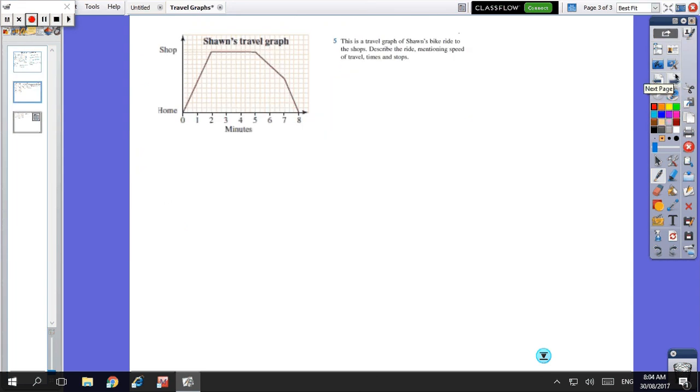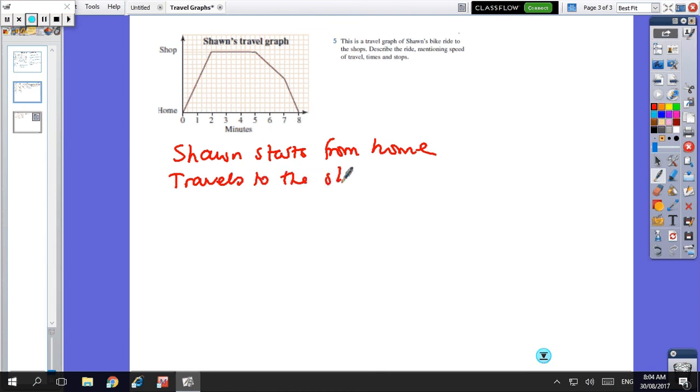Okay, so here's another one where you have to describe the journey. So have a crack yourself, and when you're ready, come back live. Okay, so Sean starts from home. Now we don't have any scale, so I suppose we'll just mention, so travels to the shop. Okay, so there's the shop up there. Does some shopping.